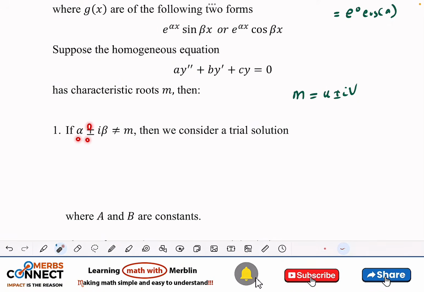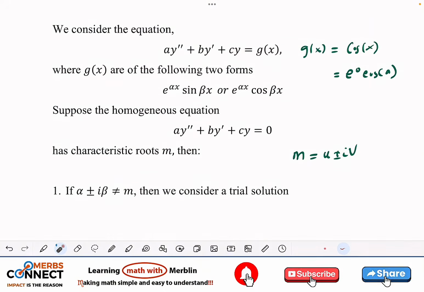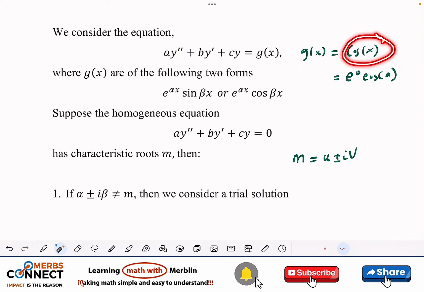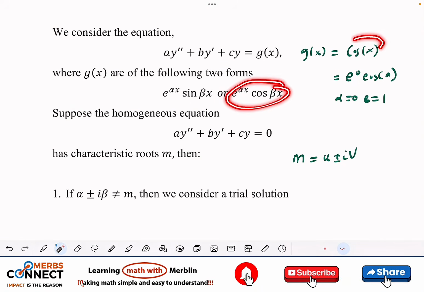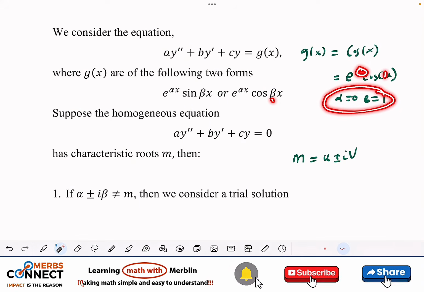So the alpha plus or minus i beta is coming from the equation that they are going to give to you. For example, this here means that alpha is 0 and beta is equal to 1. So compare this one to this. As I said, you can write it in this form. So you see that alpha here is 0 and then beta here is 1. So this one helps you to write this. And then the m here is when you solve the homogeneous aspect and you are getting it in this form.